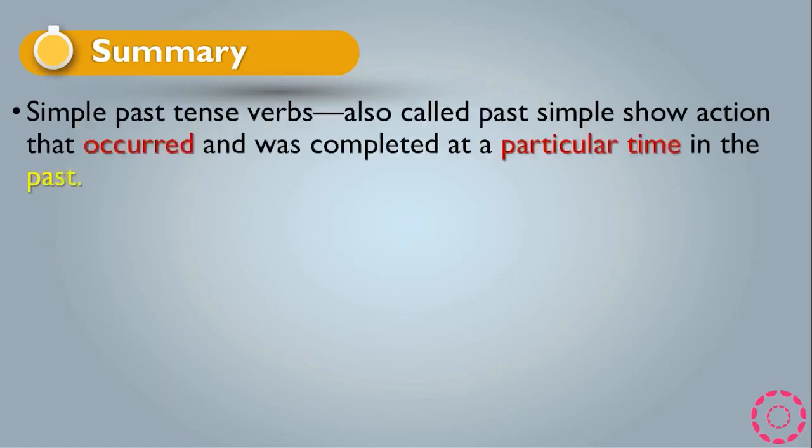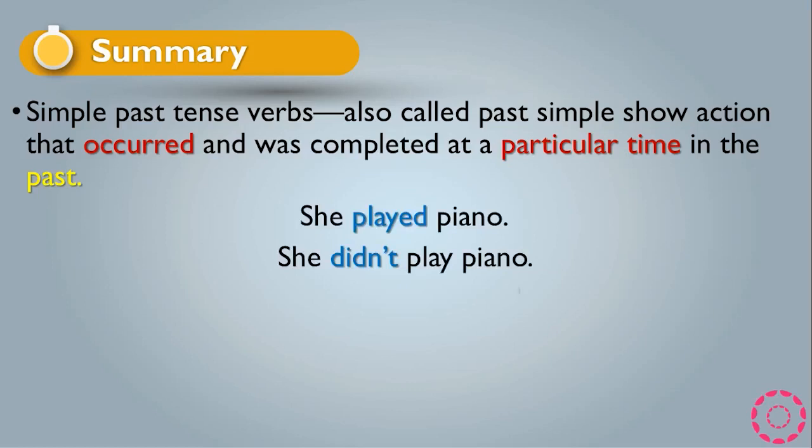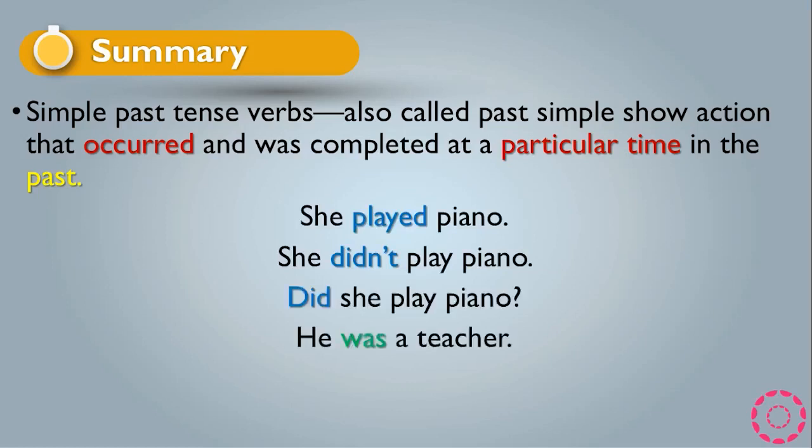Now we have the summary of this lesson. Simple past tense verbs, also called past simple, show an action that occurred and was completed at a particular time in the past. For example, she played piano. She didn't play piano. Did she play piano? He was a teacher, or they weren't at home. These are called past simple.